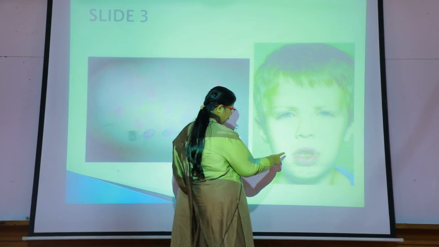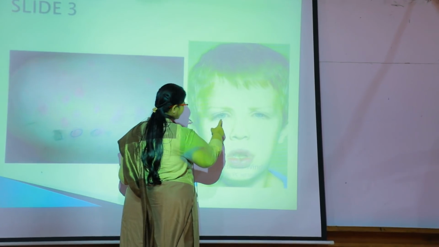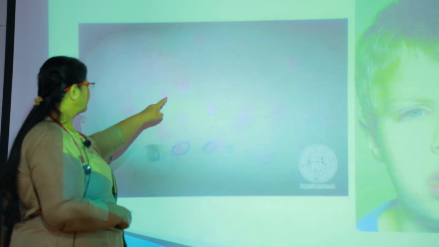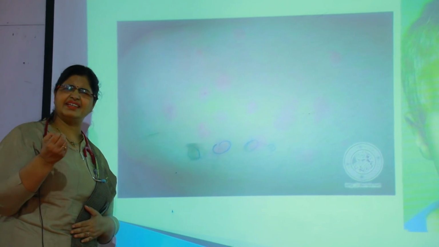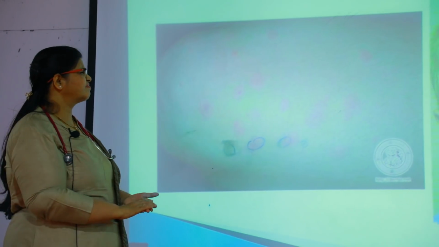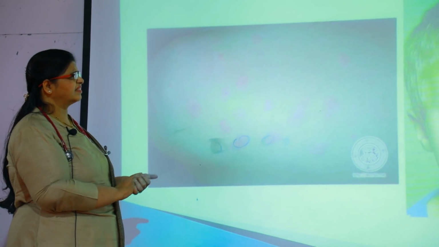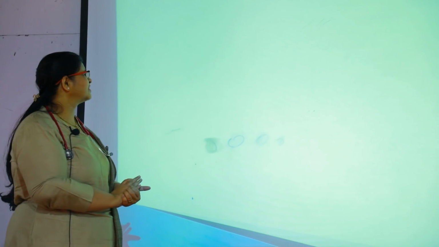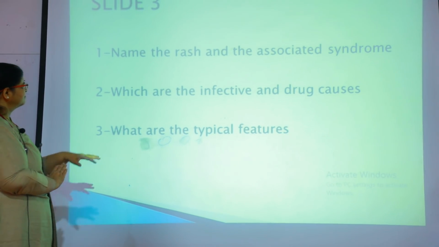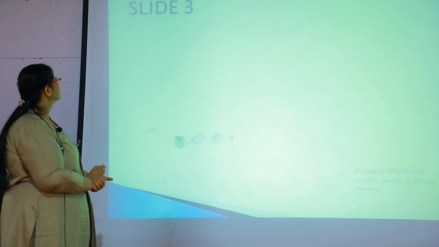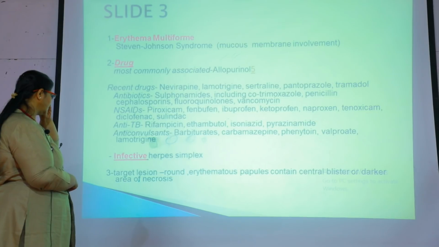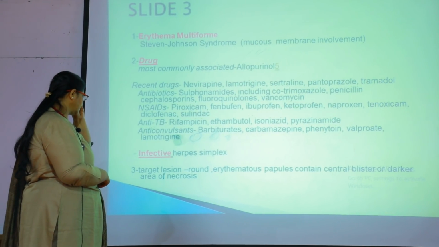Mucous membrane is involved, with oral mucosa and conjunctivitis as the signs, and there is central deformation and necrosis. This is a drug reaction, Stevens-Johnson syndrome, and this typically occurs with sulfonamides, rifampicin, lamotrigine, anticonvulsant agents, Brufen, ibuprofen, and usually mucous membrane involvement is there. Infective cause may be seen in herpes simplex.